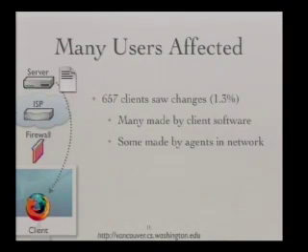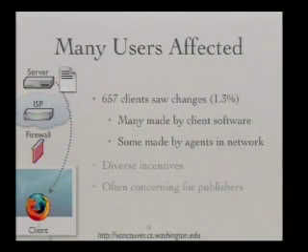Now, as it turns out, many of these are made by software that's installed on the client. Proxies that are doing things like pop-up blocking and ad blocking. Now, these are not browser extensions, but rather proxies that are installed outside the browser that change the page before it gets to the browser. We also did see changes that were made by agents in the network, things like ISPs and enterprise firewalls.